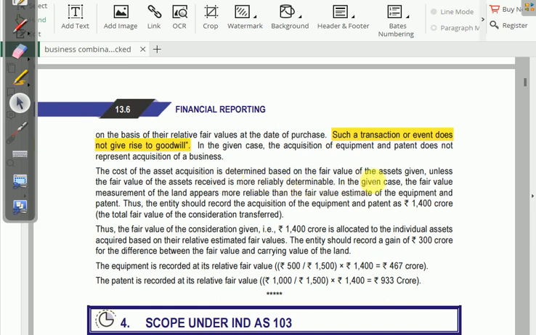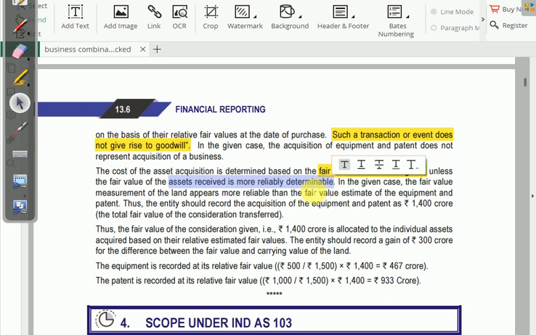determined based on the fair value of the assets given, unless, see, here it is a barter transaction, and what we are giving, it is our real cost. What we are giving shows our cost. What we paid, 1400, is our cost. 1000 cost and 400 land. So the cost of the acquisition is determined based on the fair value of the assets given. What is the fair value of assets given? 1400.